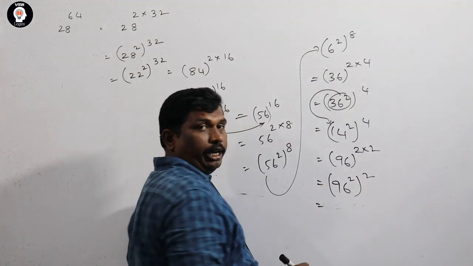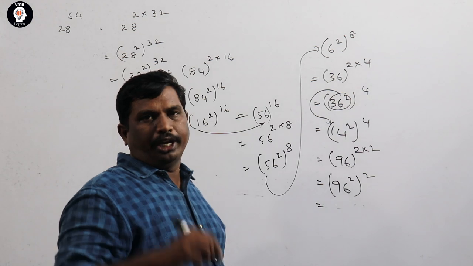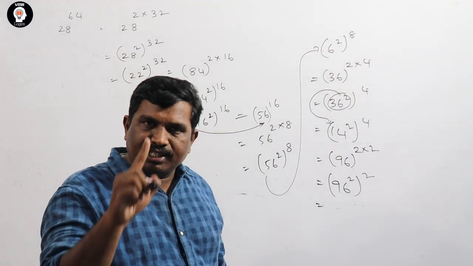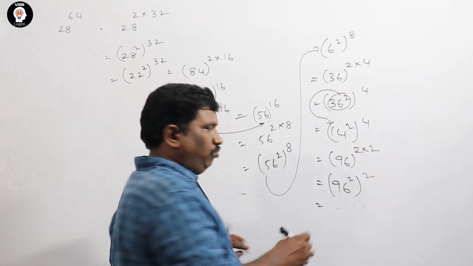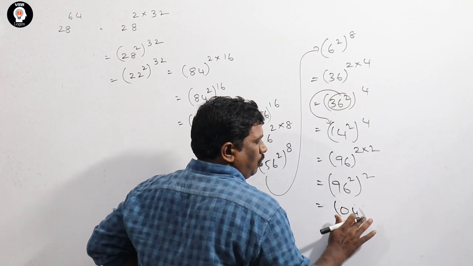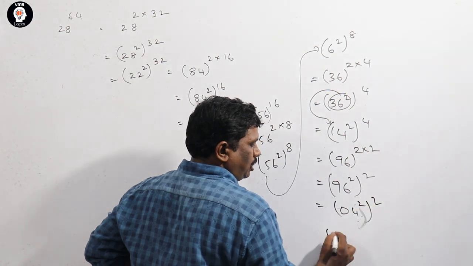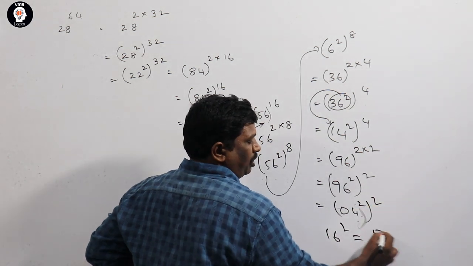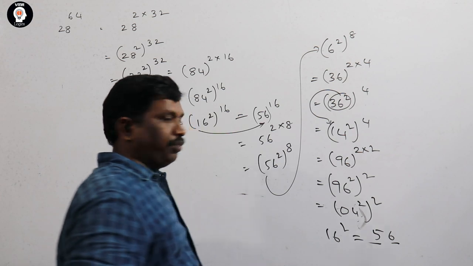96 square, I don't know. So 100 minus 96 you can take. The last 2 digits of 96 square and 4 square are both the same. So 100 minus 96 is 4, 4 square whole power square. 4 square means 16. 16 square is 256. These are the last 2 digits of the 56 answer.